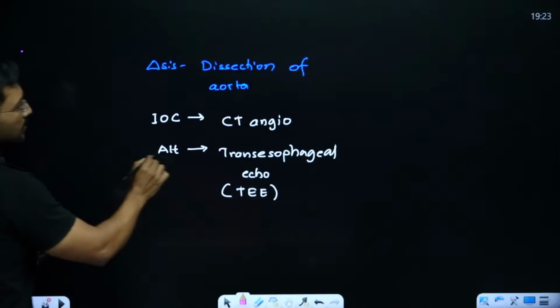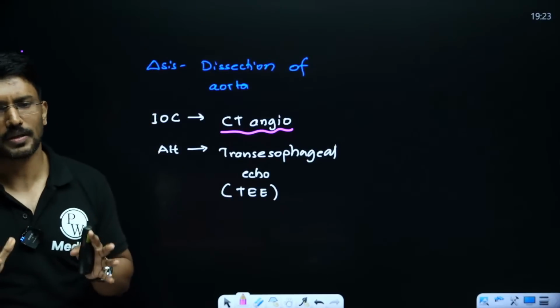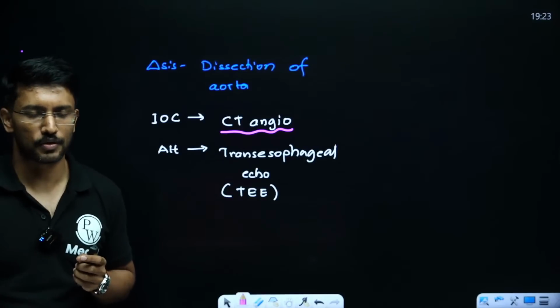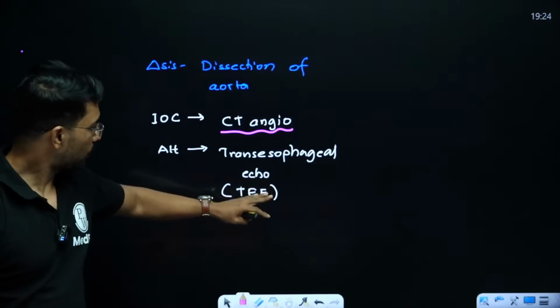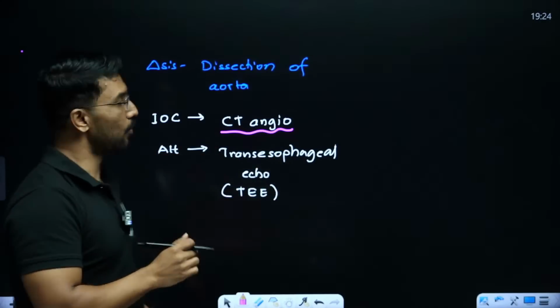But if they're asking what is the investigation of choice, if given a choice, if condition permits, I will always go ahead with CT angio, right? The amount of details I can get from the CT angio, I will not get from the transesophageal echocardiography. So this is an alternative to CT angio. Stability of the patient becomes an important factor.